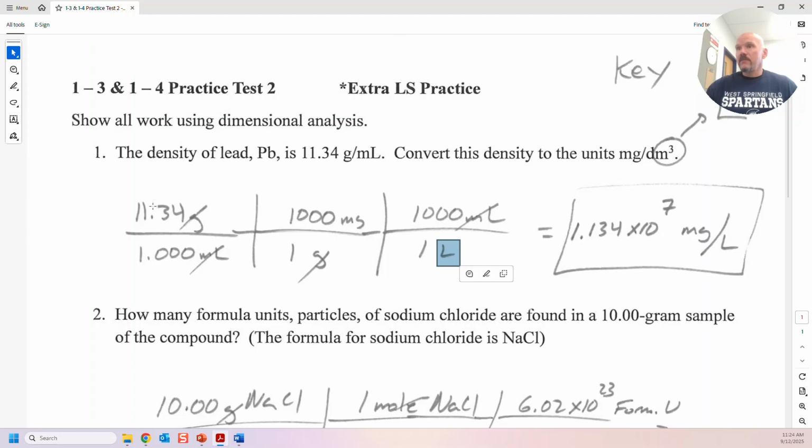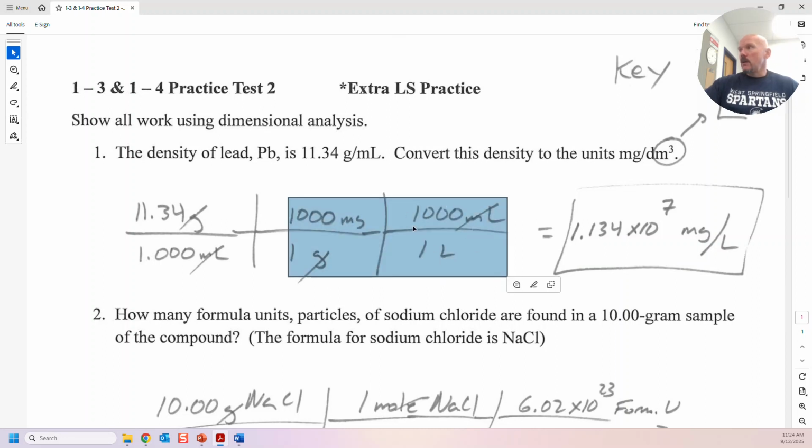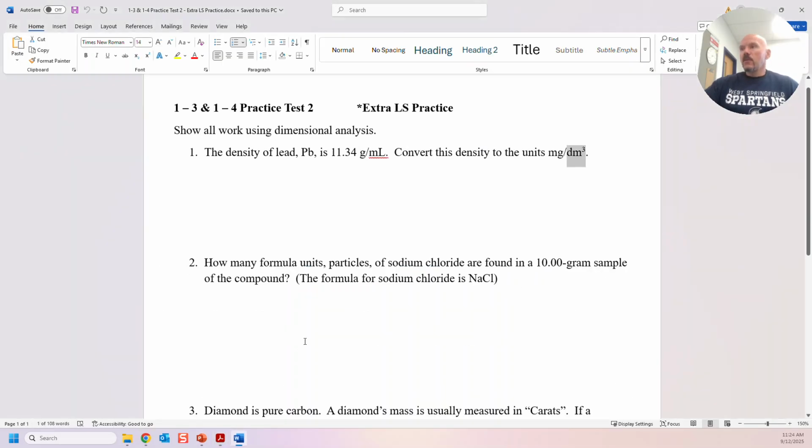So all we have to do is 11.34 times 1,000 times 1,000. And I put it in scientific notation because it's a pretty big number. You don't have to, but we're allowed 4 significant digits here because we started with 4. And remember, metric equalities have infinite sig digs, so they're not limiting us. So 4 sig digs is our answer. And again, if you want to replace this with decimeter cubed, that's fine. It's the same thing. All right, so let's go to the next question.